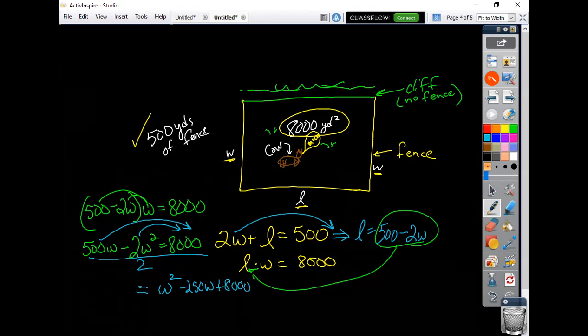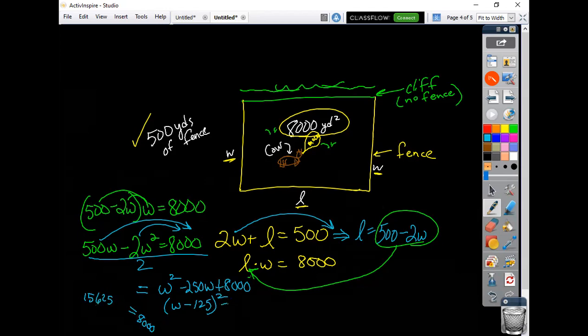So if I was going to do this in completed the square form, I'm going to have W minus half of 250, which is 125. And then I'm going to grab a calculator. 125 squared, 125 squared right now. I have 15,625 from that. And I'm supposed to be at 8,000. So I've got to take a whole bunch off from here to make the 8,000.